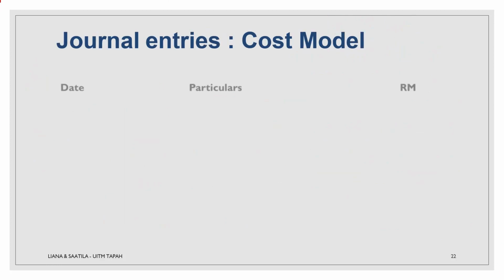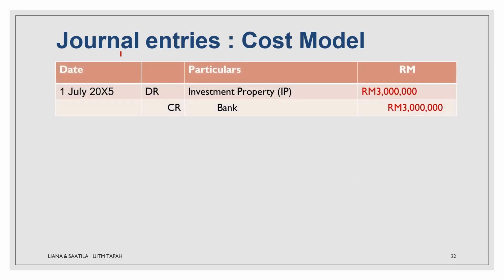The next one. Next one is the journal entries. So the first journal entry is on initial recognition and initial measurement. Initial recognition is when you recognize, you debit and you credit the correct account, which is the asset account investment property, and the measurement is 3 million on the initial recognition date.